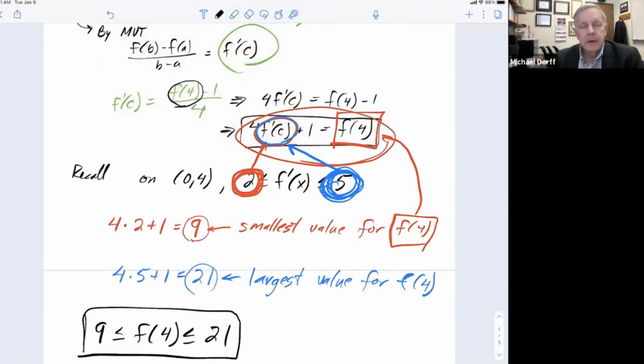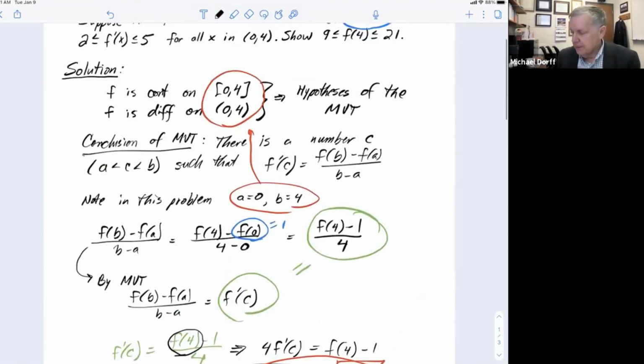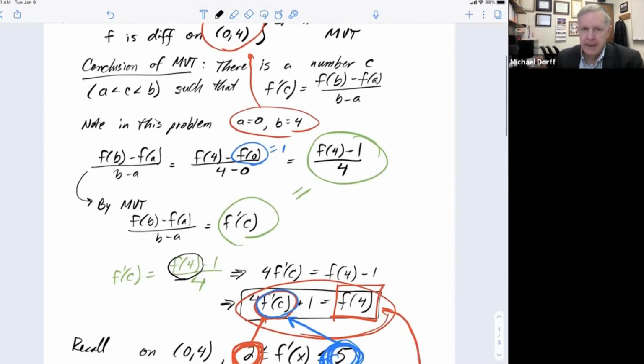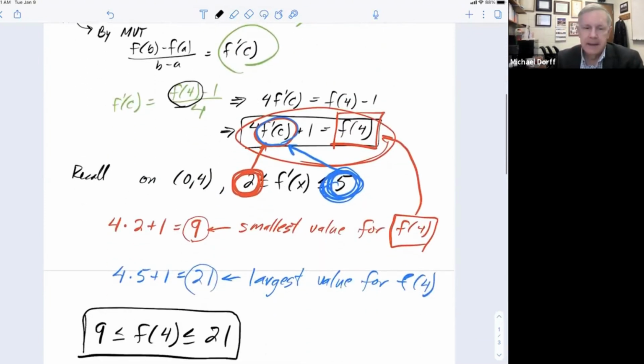All right, so again, what's the key idea here? I noticed at the very beginning that because f is continuous and because f is differentiable on that interval, I can use the mean value theorem. So I apply the mean value theorem, substitute in the numbers, and then I solve for f of 4 and work to get my result.